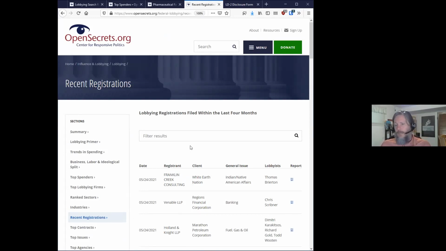So, Regions Financial filed a report, or Venable actually filed the report saying Regions hired them to work on banking, and we get an idea of the individual lobbyists that they expect to work on that account. So this is maybe a page that you want to visit frequently, or every once in a while, just to see if anything related to your beat is popping up, if anybody's hiring a bunch of firms or something like that.